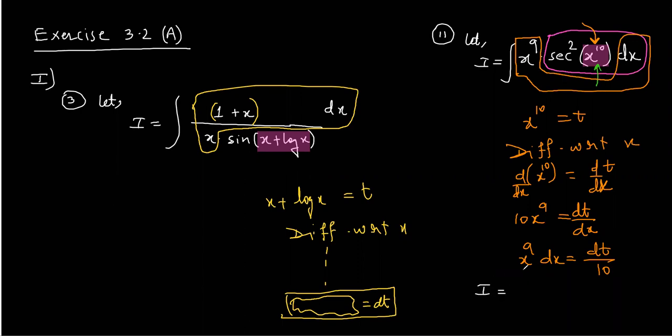So the new integral will become I equals, this x raised to 9 dx is dt upon 10, and what is this, sec square t. So this is your new integral. The next step, you will write 1 upon 10 outside, because it's a constant, and sec square t dt. The integration of sec square t is tan t plus c. Integral sec square x dx is tan x plus c, so it is sec square t dt, tan t plus c, and that is over. You will complete this as well. Okay, so you can repeat these problems again and again and do them. Thank you.